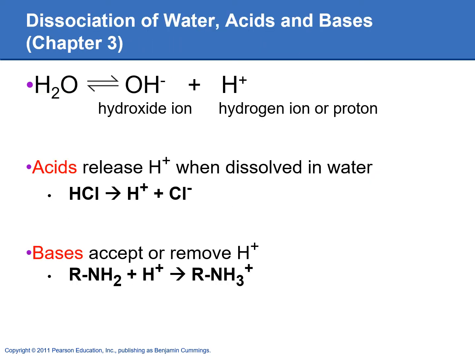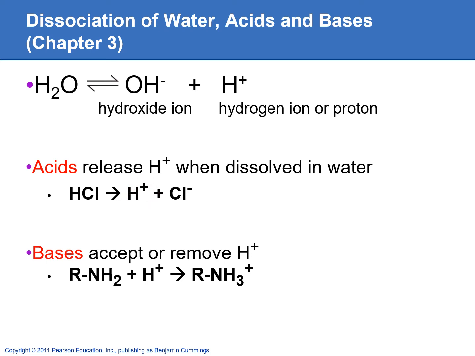We also need to review acids, bases, and pH because that's going to be really important later on. So remember that a small amount of water will dissociate or fall apart into hydroxide ions and hydrogen ions. And remember that hydrogen ions are the same thing as protons. So acids, when you put them into water, will release hydrogen ions. So here we have hydrochloric acid, which is the same thing as our stomach acid. And when it gets put into water, it releases hydrogen ions. So that makes it an acid.